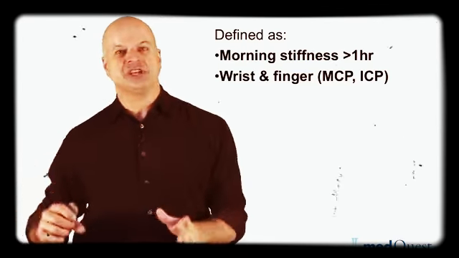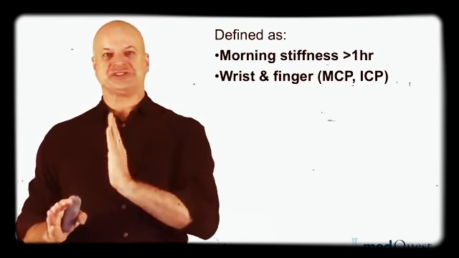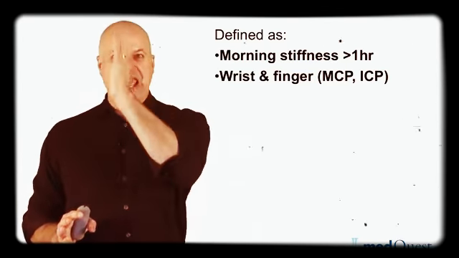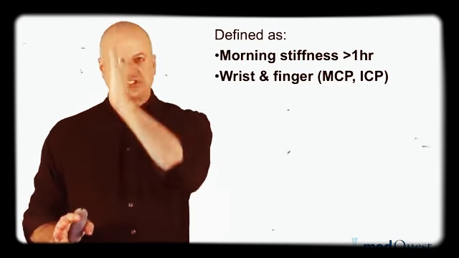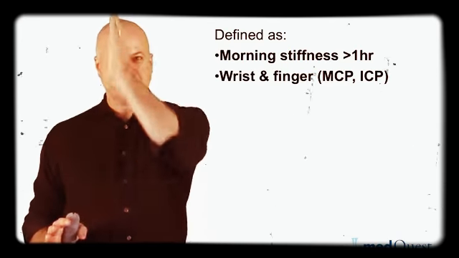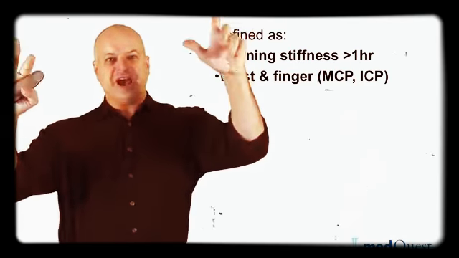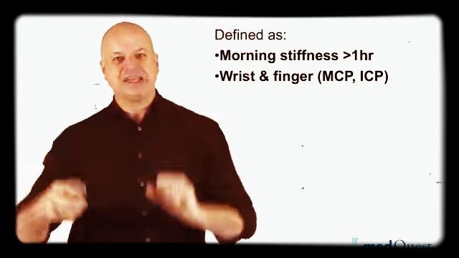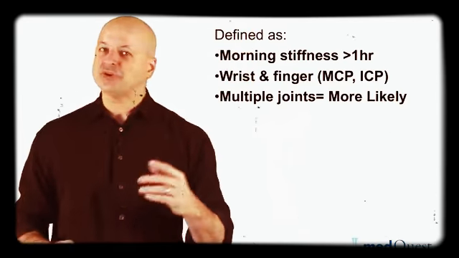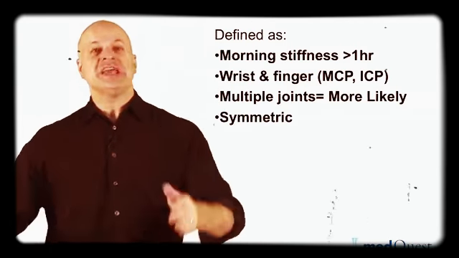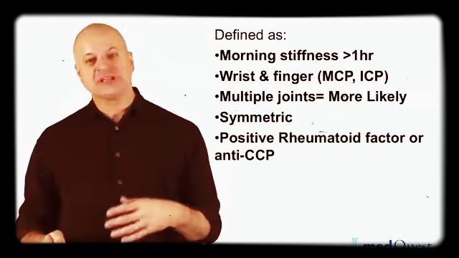Seronegatives like ankylosing spondylitis affect the axial skeleton, which is the spine and the sacroiliac. Rheumatoid arthritis is out here. Psoriatic is out here. Multiple joints, the more joints, the more likely it is. And it is more or less symmetric.